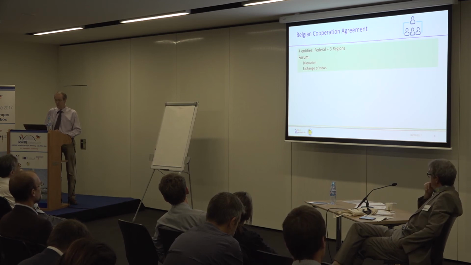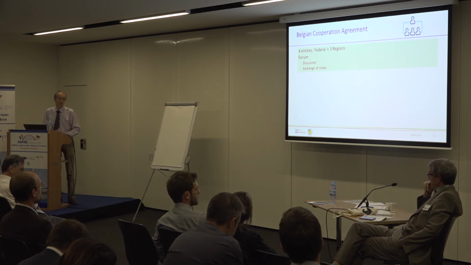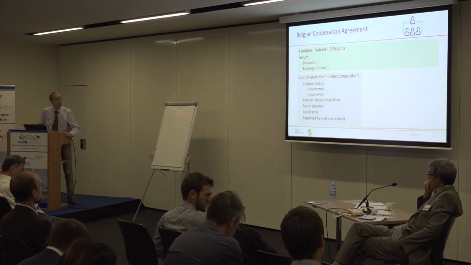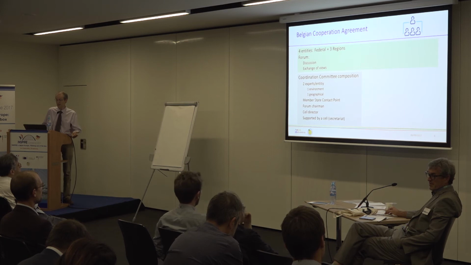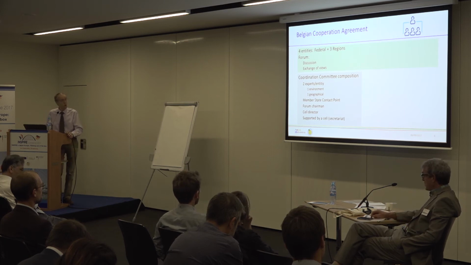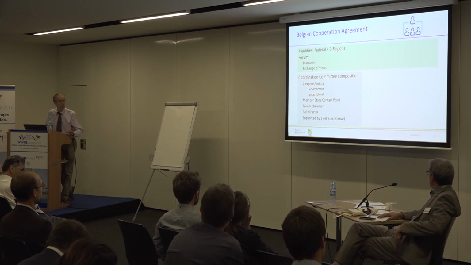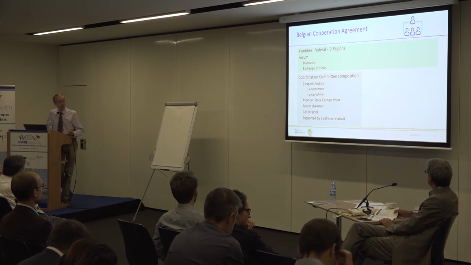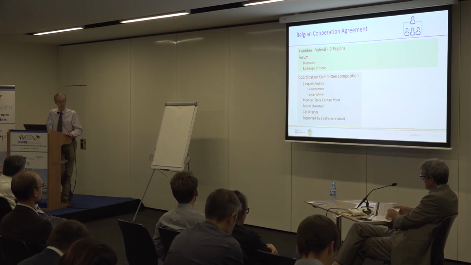The cooperation agreement provides for a forum that is just a discussion place, an exchange of views about data, geodata specifically, but not only those ones, an exchange of data between administrations. But more important, there is a coordination committee that is composed of 2 experts per entity, I mean per region in this case, and for the federal. One is an expert in the environment sector, and one is an expert in the geographical sector. Among the members, there is also the member state contact point, the chairman of the forum, as well as the cell director, because the committee is supposed to be supported by a cell. Currently, it does not do more than secretariat.